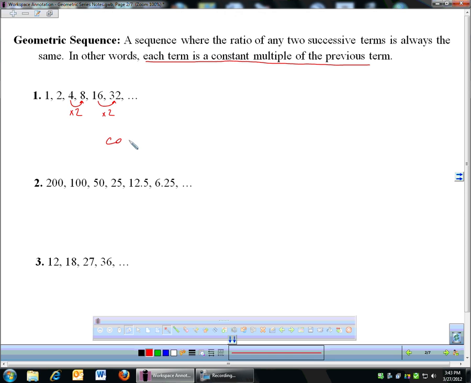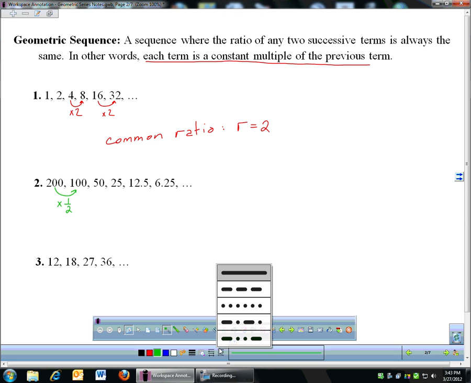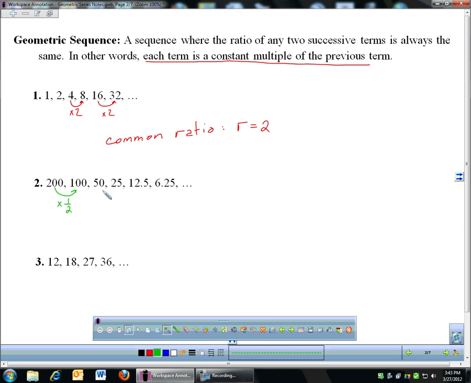We call the number that you're multiplying by to get to the next term the common ratio, just like in an arithmetic sequence you had a common difference. In this case, it's the common ratio, and r is 2. If you look at the next one, 200 to 100 to 50 to 25, each time we go from one term to the next, we're taking half, or you have to think of it as multiplying by 1/2.